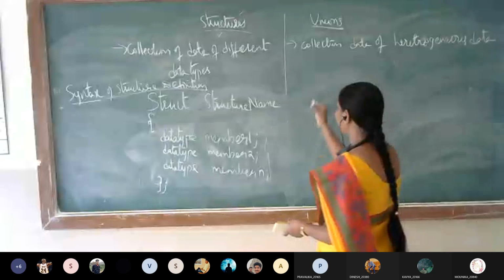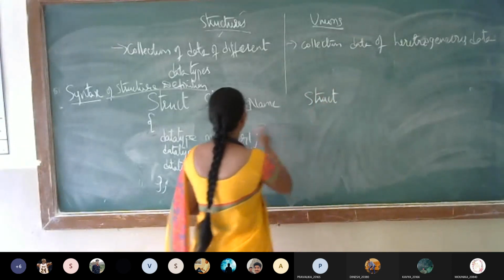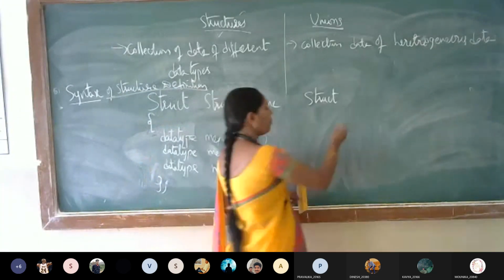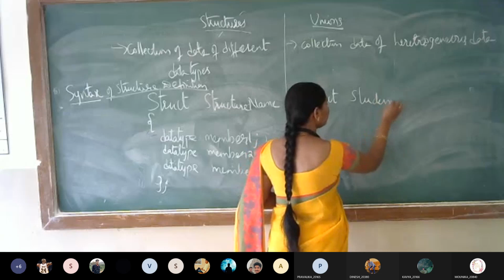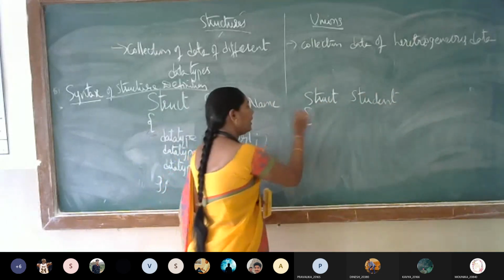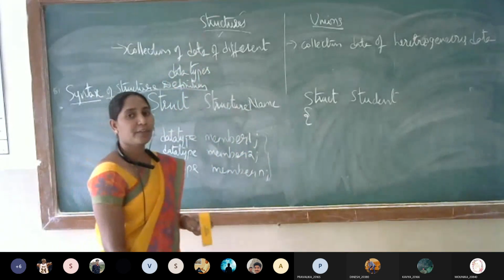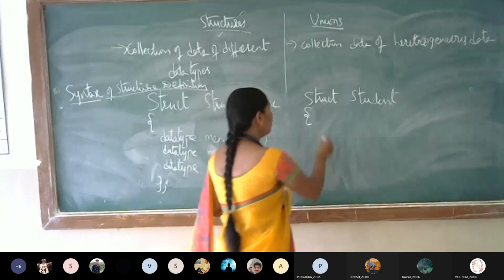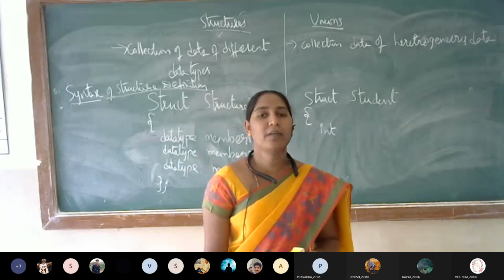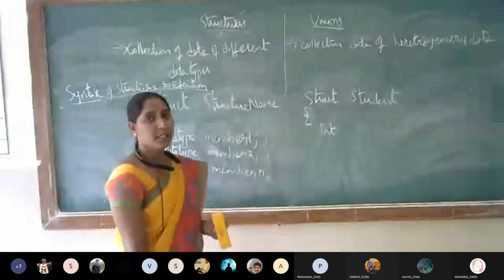If I want to take the example of a student, I'll be writing that as struct. It should start with the struct keyword, then the structure name. The structure name I'm taking as student. So I'll be writing struct student. Then start with the opening flower braces. What is a structure? Structure is nothing but a collection of data of different data types. These are the different properties that a student will have. All those properties are said to be members of that structure.